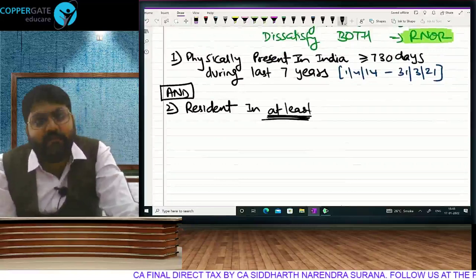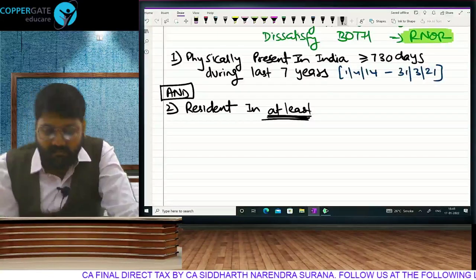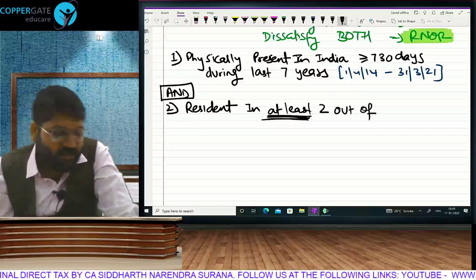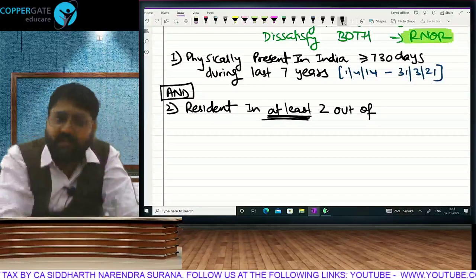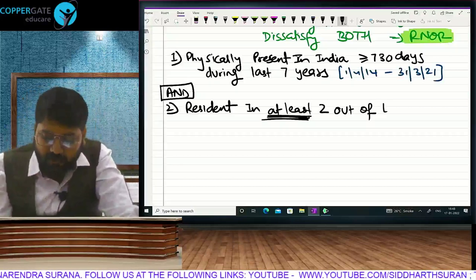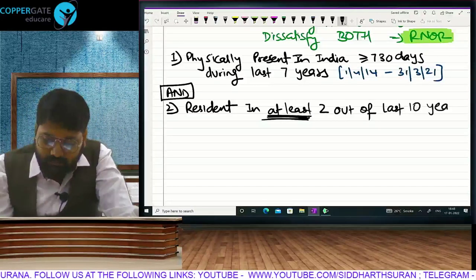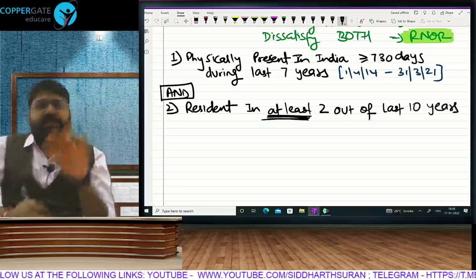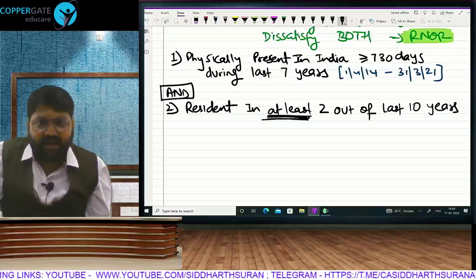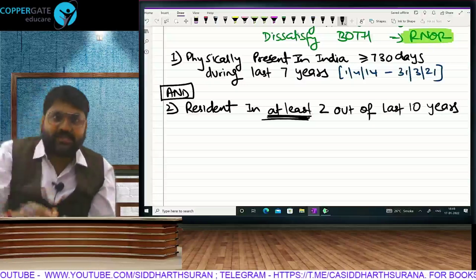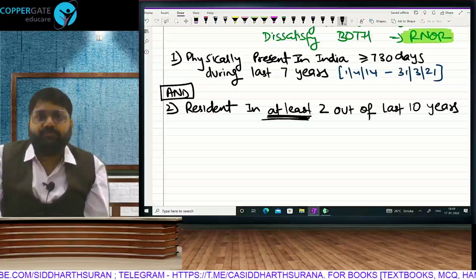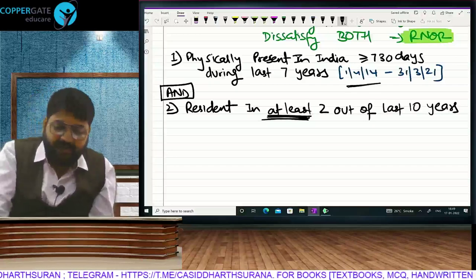If you are a resident in at least, can I say minimum? Can it be more than this? Yes, it can be more. Minimum 2 out of, once again they use the same terminology, 10 immediately preceding previous years. That means, can I say, 2 out of last 10 years? See, in the 365 condition, we check last 4 years, so we identified which are those 4 years. In the 730 additional condition, we check 7 years, so we check those extra 3 years. But in this condition, we have to check in total how many years before our previous year? 10 years. That means, can I say from this date, it will be 3 more years?